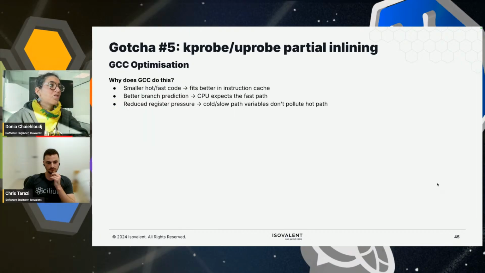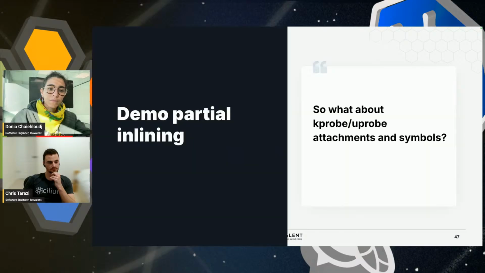But why does GCC do this? There are several reasons, but having smaller fast code, like the hot part, fits better in the instruction cache. It's going to have better branch prediction, and the CPU expects the fast path. It also reduces register pressure, with the slow path variables not polluting the hot path. So everything is just optimization to go faster and have very fast CPU execution.